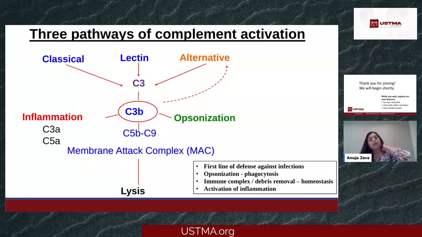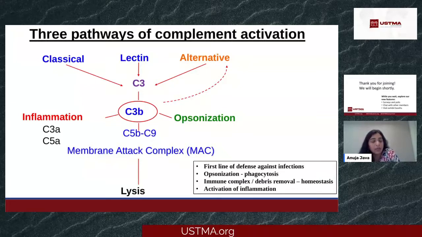Next slide. So there are three ways your complement system is activated, and I'm going to go over that very briefly here. You may or may not have heard that there are three pathways that the complement system gets activated. There is a classical pathway, there is a lectin pathway, and there is an alternative pathway. So the classical pathway gets activated whenever you get exposed to a bacteria and you develop an antibody, and that antibody binds to the bacteria.